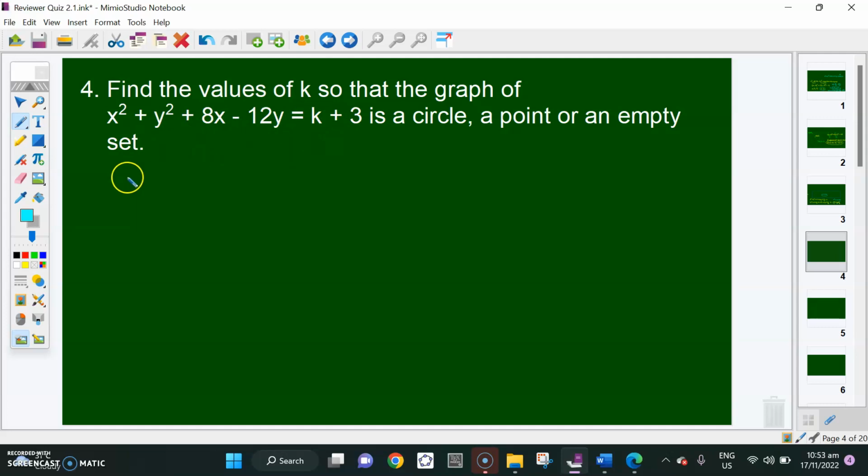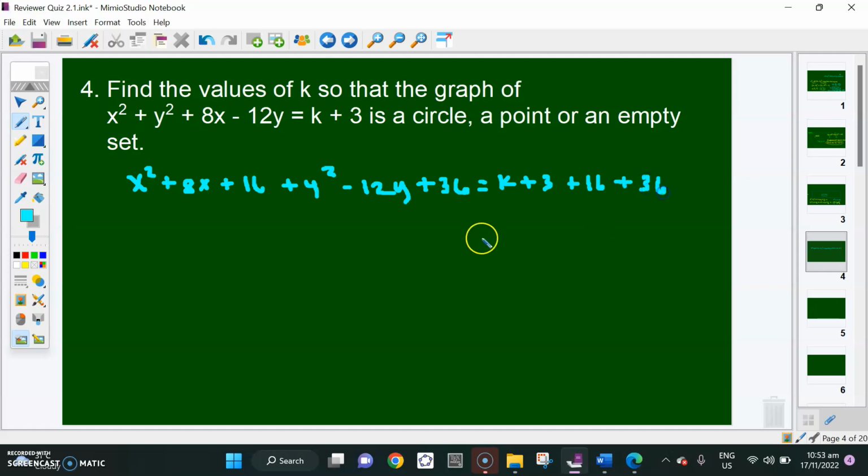So again, by completing the square, let me rewrite it. x squared plus 8x, then y squared minus 12y, equals k plus 3. Divided by 2 again, that will be 4 squared, so I'll have 16 here. Can you follow? Next, negative 12 divided by 2 is negative 6, squared. I'll have 36. So I add 36 on the left, and I'm going to add 36 to the right as well.